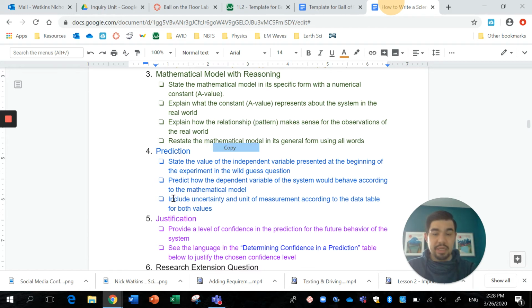Now again, if you want to go that next step, which in some of our classes we haven't got to yet, we would also include some uncertainty and units of measurement based on our data collection. Finally, justification. We want to establish how confident we are in our prediction. I said in 6 seconds, our ball would travel 6 meters. Am I really confident in that prediction? Am I medium confidence in that prediction? Am I not confident at all? I just had to give an answer. In order to figure out how confident you are, we want to use our confidence matrix.